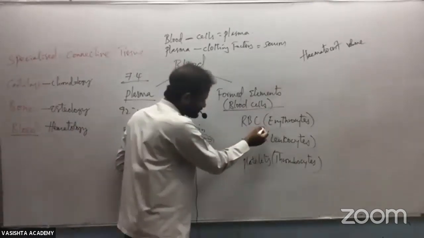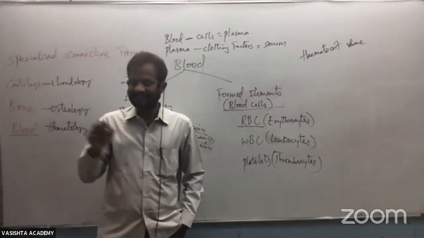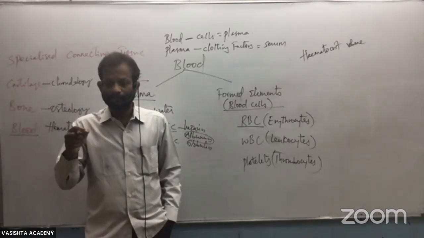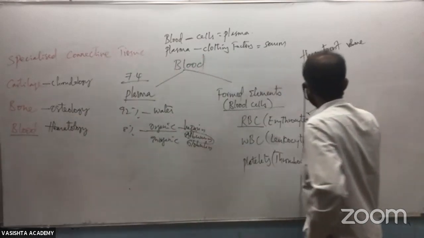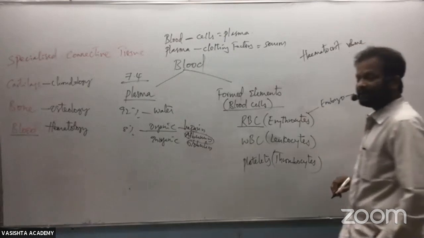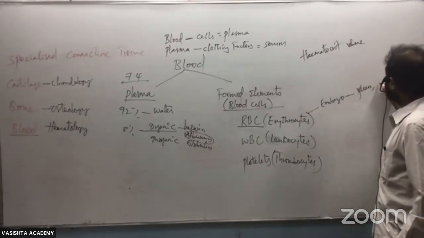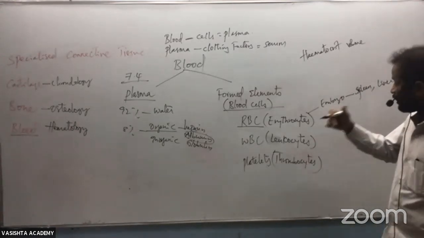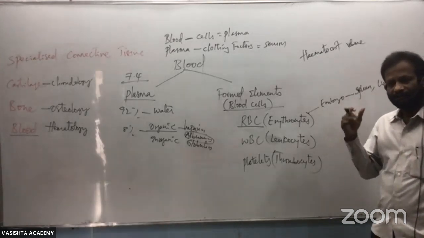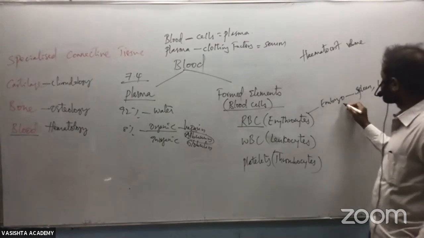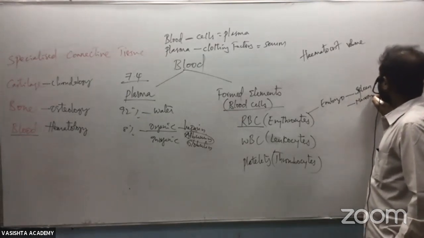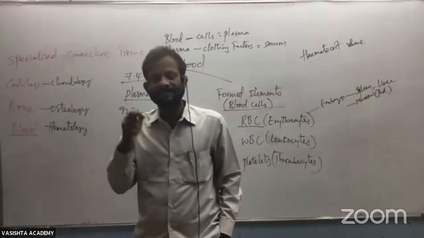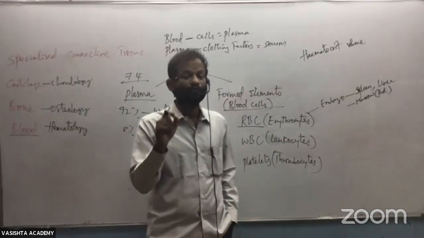Now, if we talk about these RBCs, in the initial embryonic stage, the spleen and liver help in the production of RBCs. So in the embryo, these two help. But after birth, from infants to the adult stage, the red bone marrow helps. The process in which RBCs are produced is called erythropoiesis.